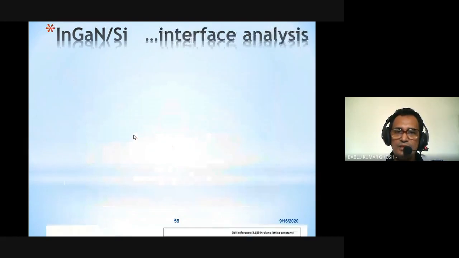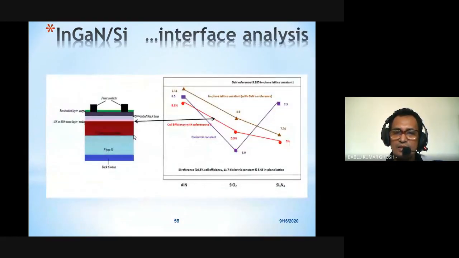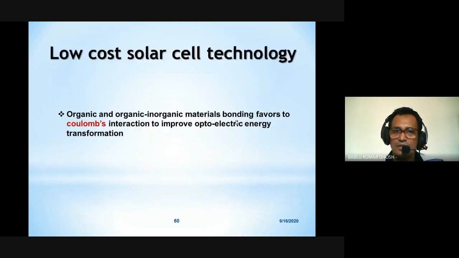So then ultimately the different interlayers impact on the indium gallium nitride fabrication on silicon, that is actually the simulation work. You can see here the relationship between the... it is actually not due to the permittivity effect, it is definitely the interface materials. In-plane lattice mismatch effect is very significant, that can actually make variation of the interlayer effect on the efficiency of indium gallium nitrides.